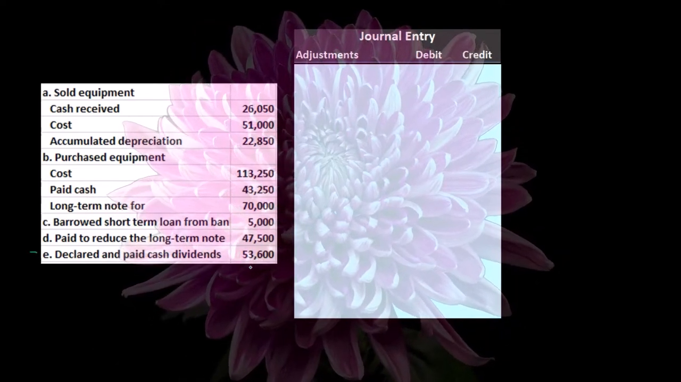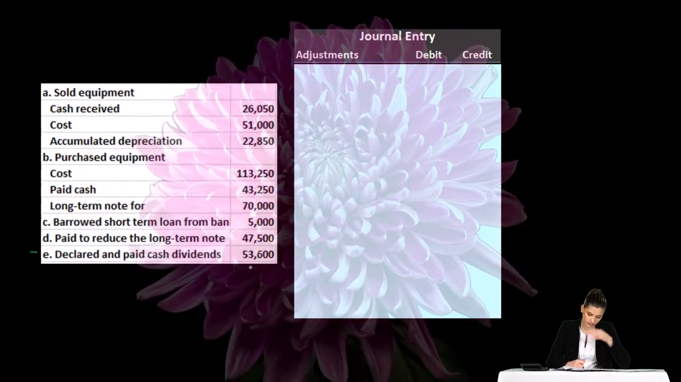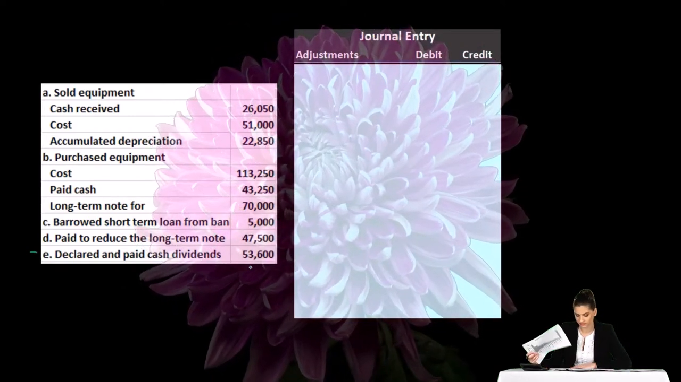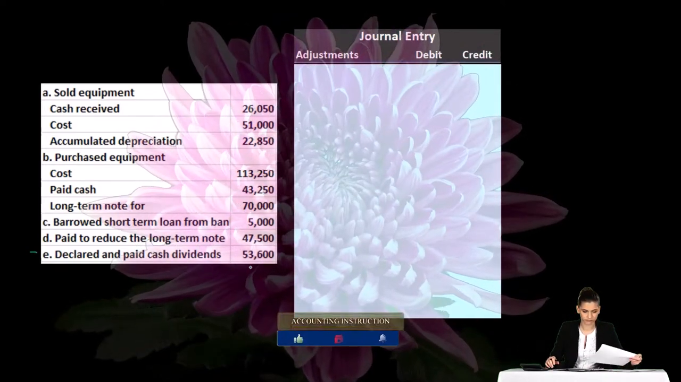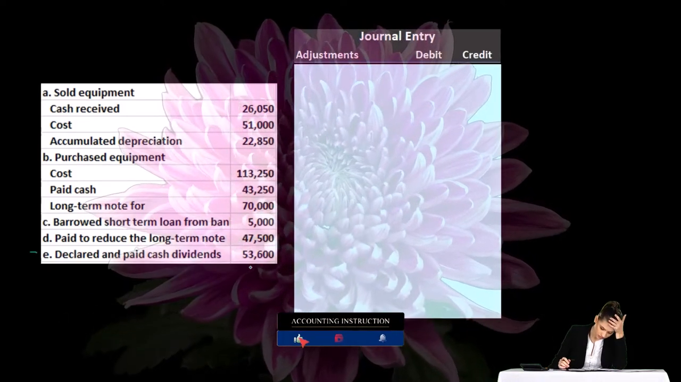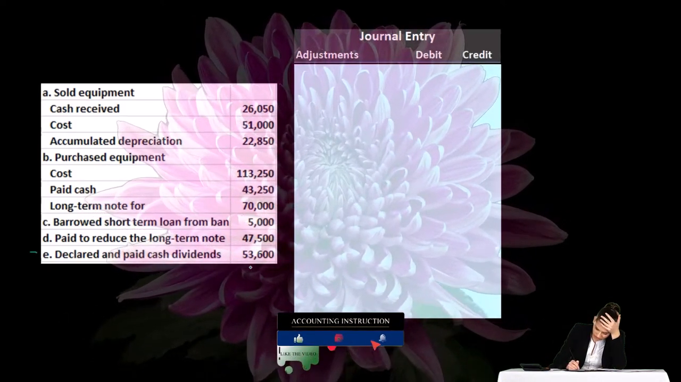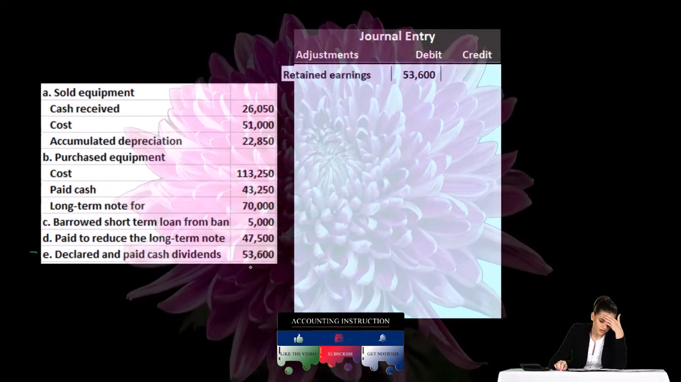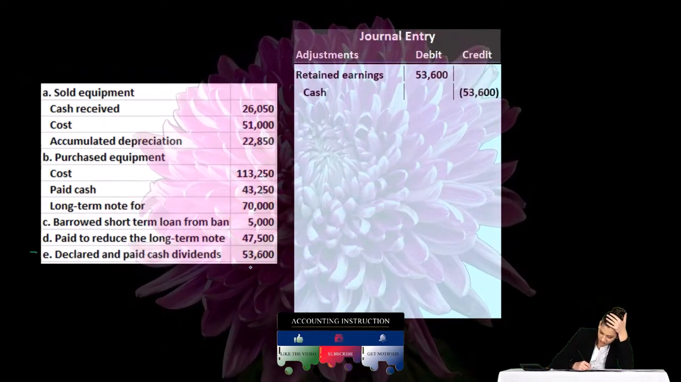And then we'll go back to our worksheet and say, okay, what are we going to do with our cash flow statement based on this information? So if we declared and paid cash dividends, we could think of that as two journal entries where we declare the dividend, have a payable, and then we pay it. But if we combine those two, if they both happened in the same time period, then in essence, we had retained earnings and cash.